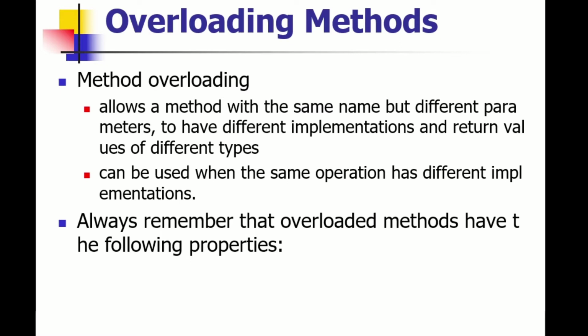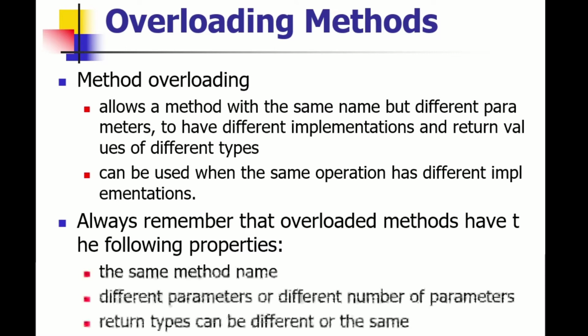So what are the properties for method overloading: method names will be same but parameters should be different and parameter type should be different. These are the things you must follow. So these are the basic properties. The same method name as I told you, and different parameters or different number of parameters. If these two properties hold good, then we can say the method is overloaded.